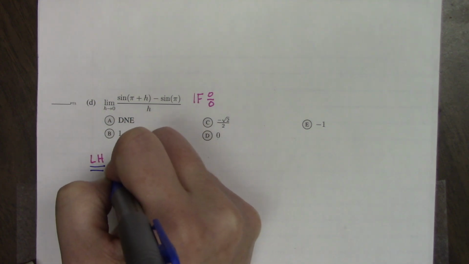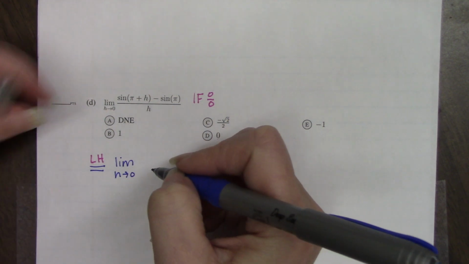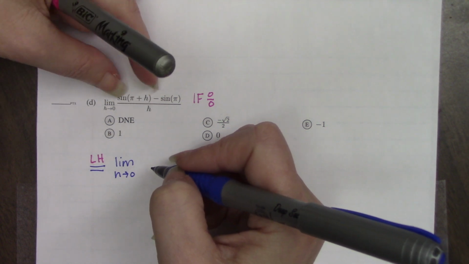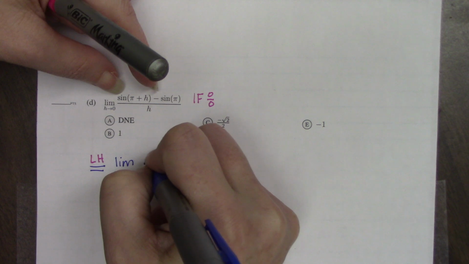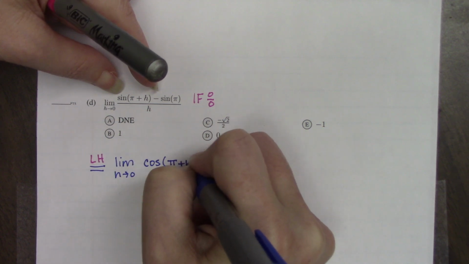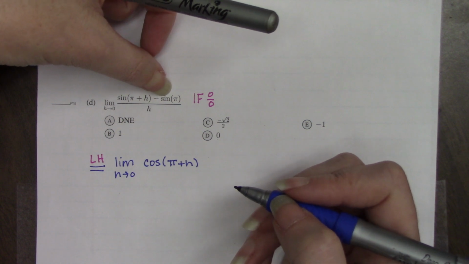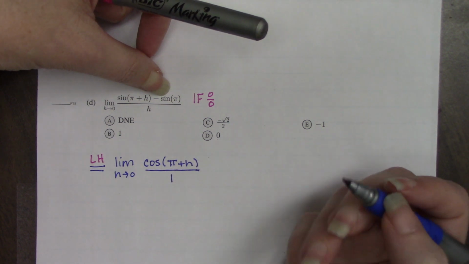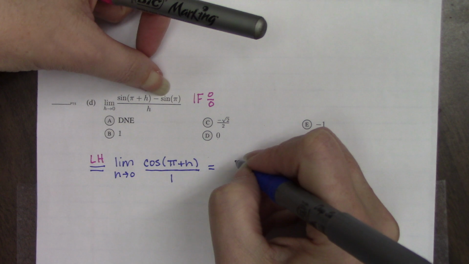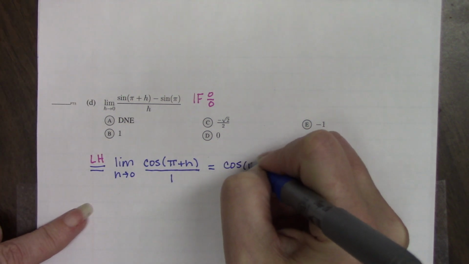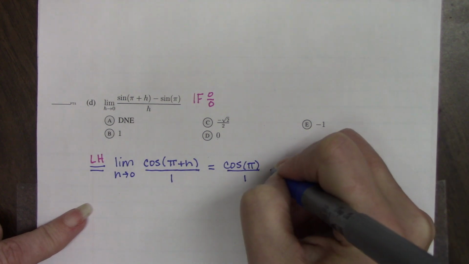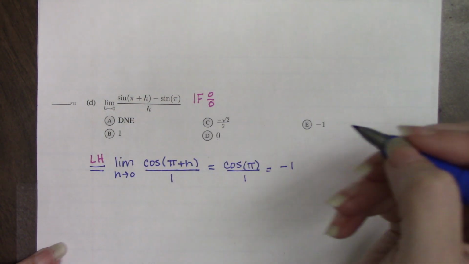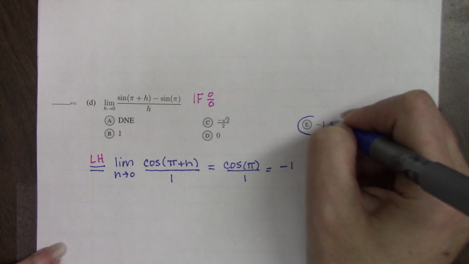So that would make this the limit as h goes to 0. The derivative of the numerator, don't forget pi is a number, so this is the only thing that has a variable in it. So the derivative of sine is cosine of (pi plus h). Sine of pi is just a number, so the derivative of this is 0. The derivative of the denominator is 1. So now if we try direct substitution again, we're simply going to get cosine of pi over 1. Cosine of pi is -1, and -1 over 1 is -1. So our answer is going to be -1.